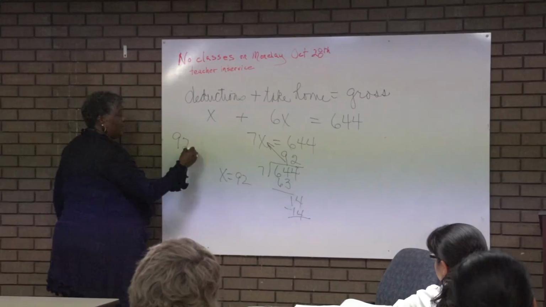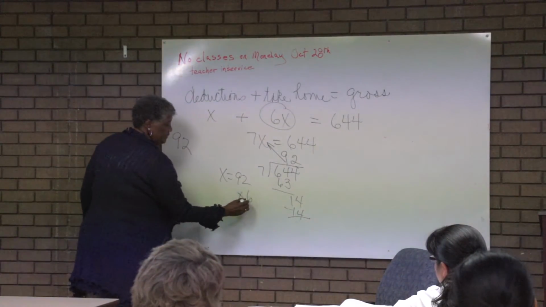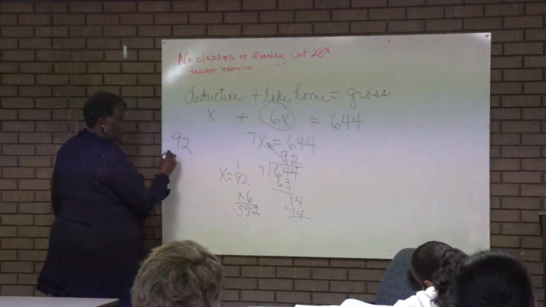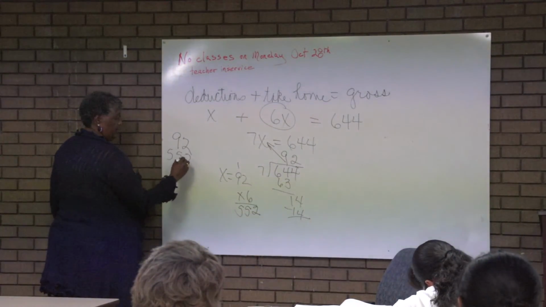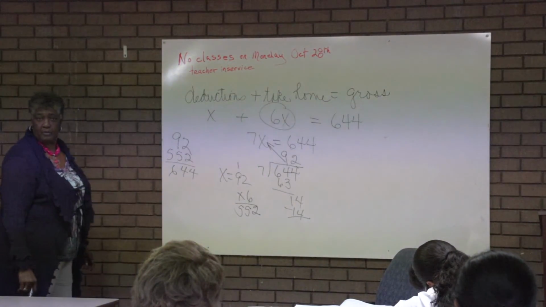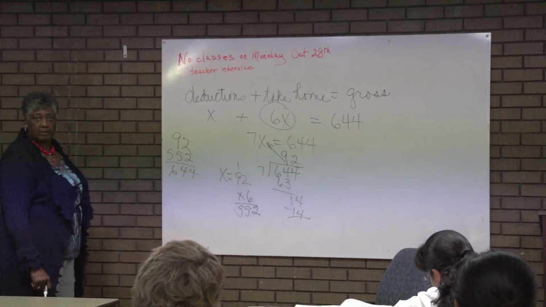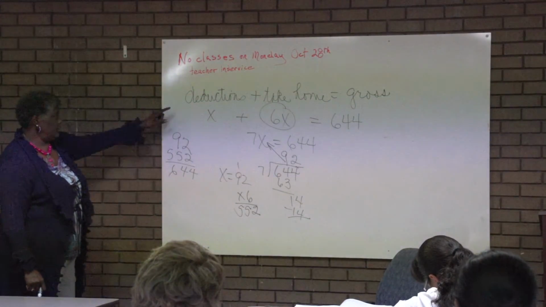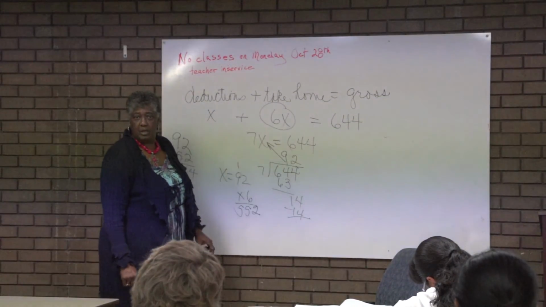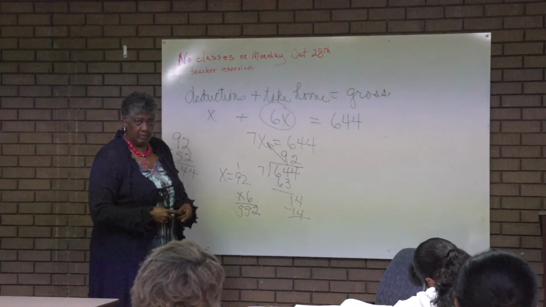How are we gonna find out what her net pay is? 6 times 92. And when we add these two together, we should come up with our 644. Okay? We change the words into symbols and numbers, and then we can solve for it.